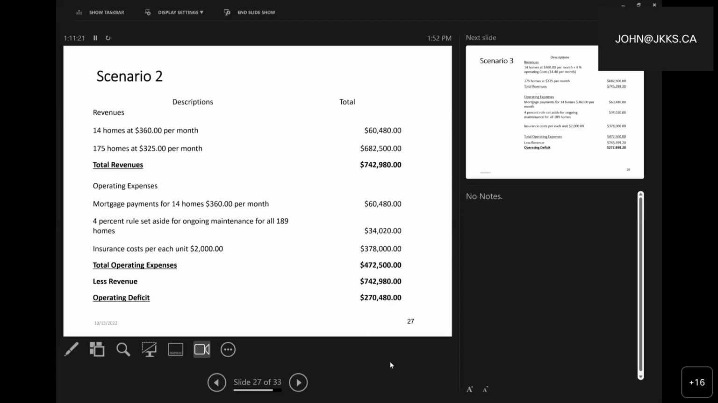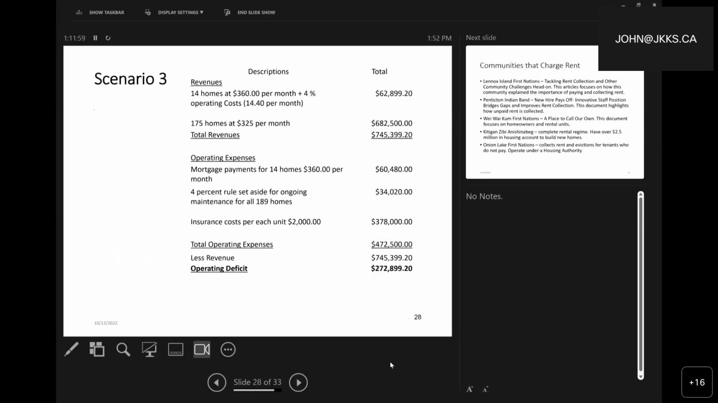So all of a sudden, wow, you have a contribution revenue of $743,000. Your expenses don't change, right? You still have the mortgage payments, right, of $60,000. You still have that 4% rule, and you still have the insurance cost. So basically, you take the expenses less the revenues. So you have an operation deficit. Well, you don't have an operation deficit. You have a positive of $270,480. Like that's huge. If you do that year after year, do the math. You're going to have substantial revenues within the housing department.